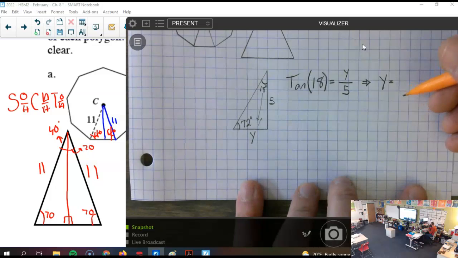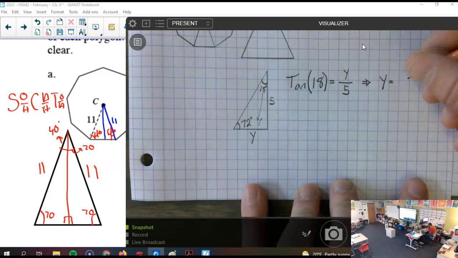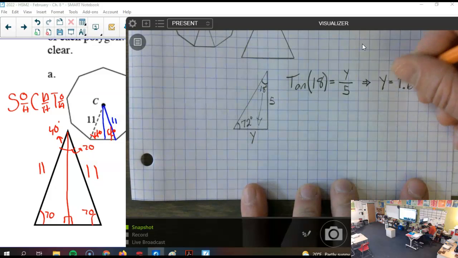Sorry, what'd you get for y, Akshay? I think 1.62. It would make sense that it's smaller than the 5, right? So 1.62 relatively makes sense.